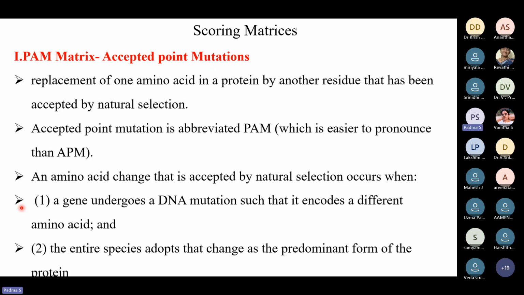So an amino acid change which is accepted by natural selection occurs when a gene undergoes a DNA mutation such that it encodes a different amino acid, and the entire species adopts the change as the predominant form of the protein. Okay.